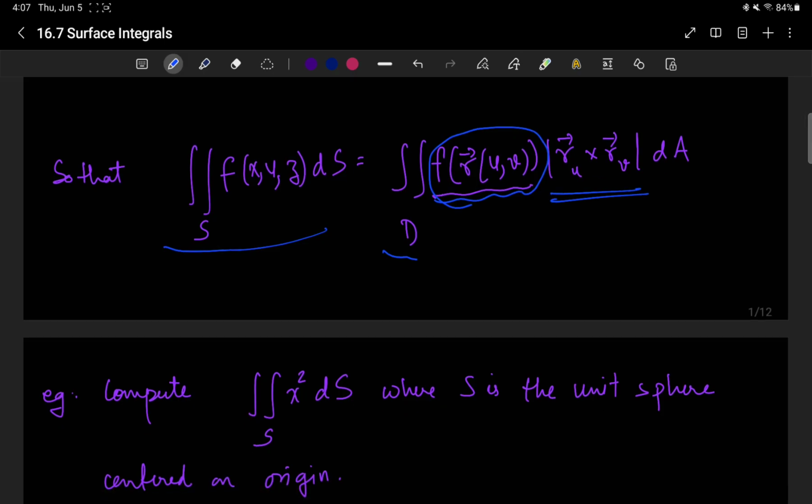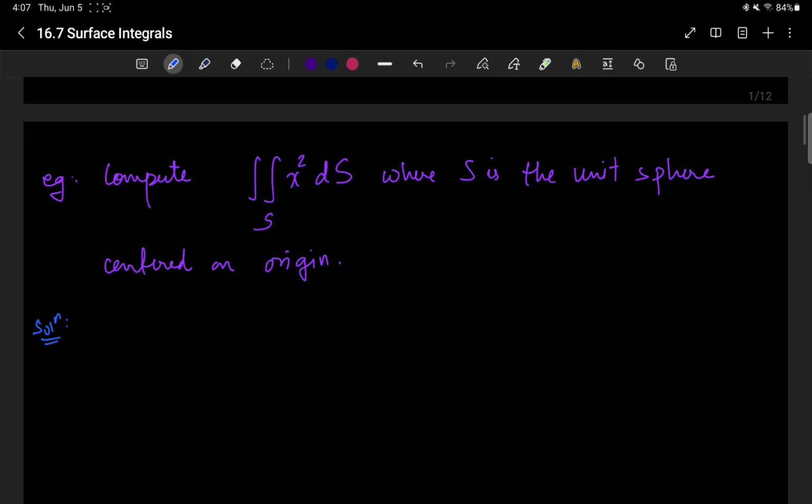So let's look at an example. Compute the surface integral of x squared dS, where S is the unit sphere centered on the origin. So unit sphere means r is 1, so that my parameters are going to be sine phi cosine theta, sine phi sine theta, and cosine phi. Phi is always between 0 and pi, and theta is between 0 and 2 pi.